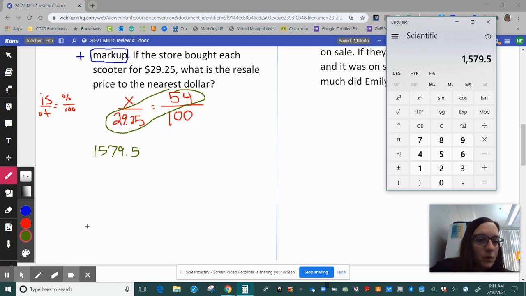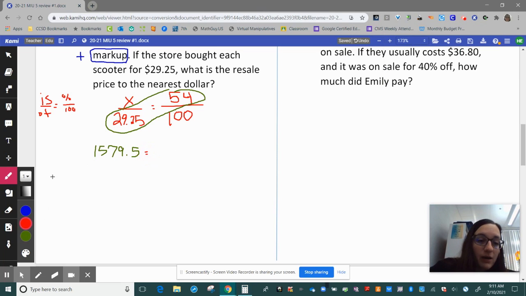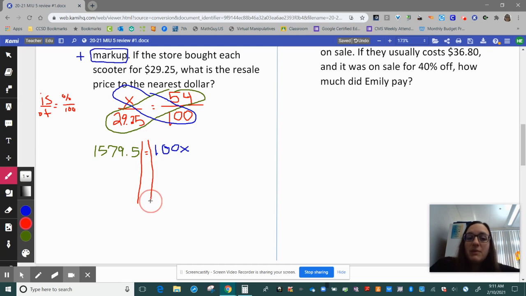Okay, I double checked. We're good to go. Next, we're going to multiply our other diagonals here. So we're going to multiply our x times 100. X times 100 is just 100x. That's nice. That's beautiful. All right, from here, we can then draw our train tracks and solve our one-step equation.